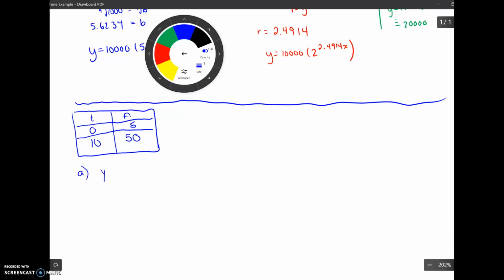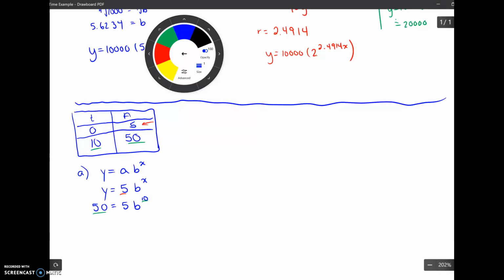So the first thing I'm going to do is try and solve for my equation of the form y is equal to a times b to the x. My initial value is 5, so I can figure out my a value right away. And then the next thing I want to do is substitute in the values associated with my second point. So when x is 10, the output value, my y value, is 50.